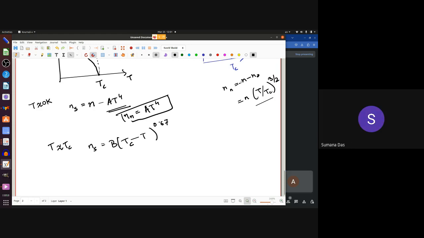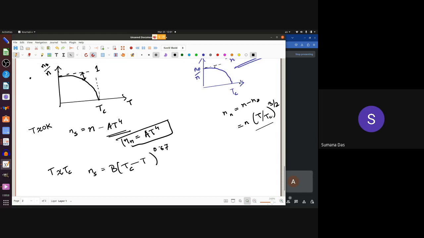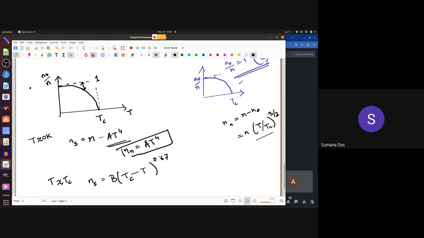Yes, sir. At T equal to 0 K, the equation was that Nn was dependent on temperature as T to the power 4. This is for the helium 2 experimental. This is the normal fluid part of helium 2. For T very near 0 K, it's proportional to T to the 4. Okay, so go ahead. What was the question?